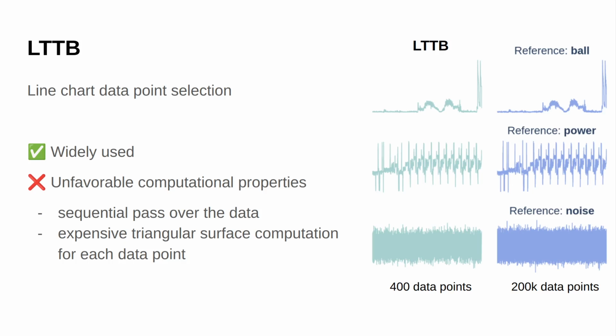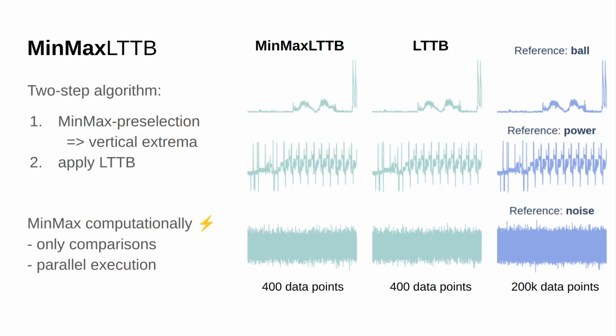However, although LTTB is widely adopted, it possesses some unfavorable computational properties which limit its applicability to large data volumes. In particular, it requires a sequential pass of the data which hinders parallel execution, and it involves expensive triangular surface computation for each data point. To address these unfavorable computational properties of LTTB, we propose a novel algorithm called MinMax-LTTB.